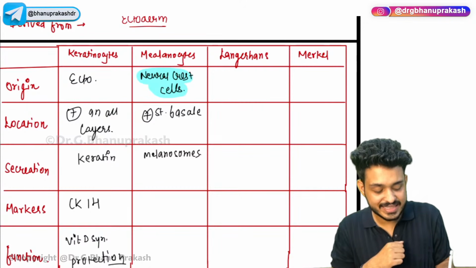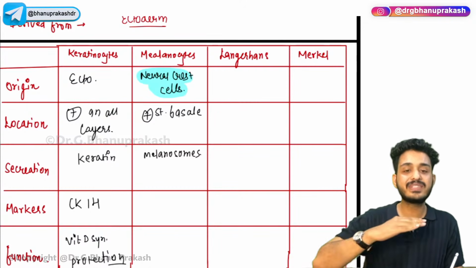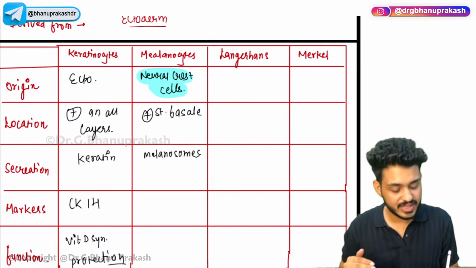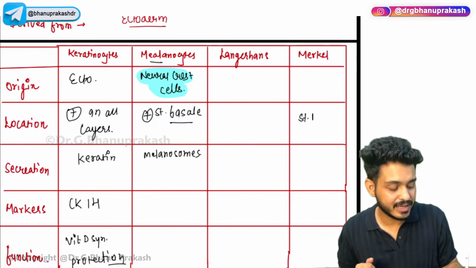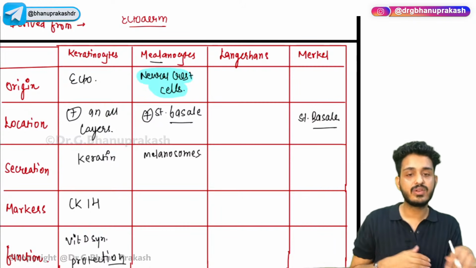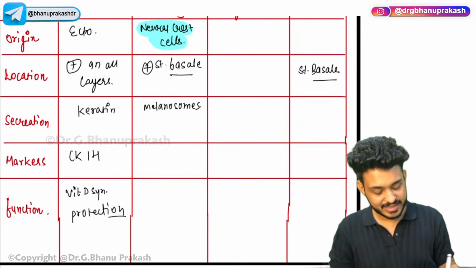basal. We have already seen two cells will be present in the basal layer. First one is your melanocyte, and second one is your Merkel cell. Okay, so these two cells are present in the basal layer, stratum basal. Okay, next thing, what are the markers?